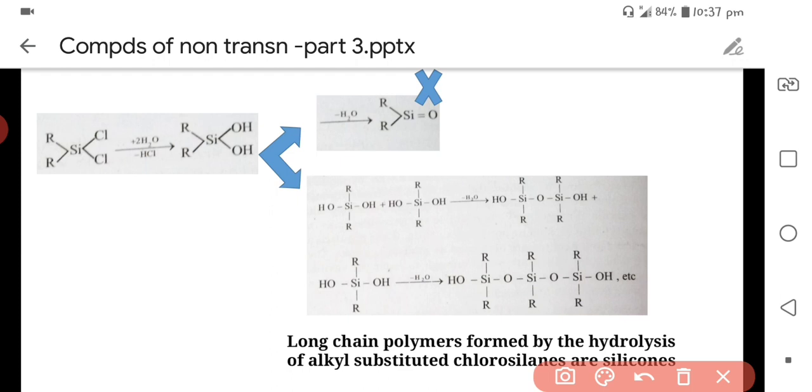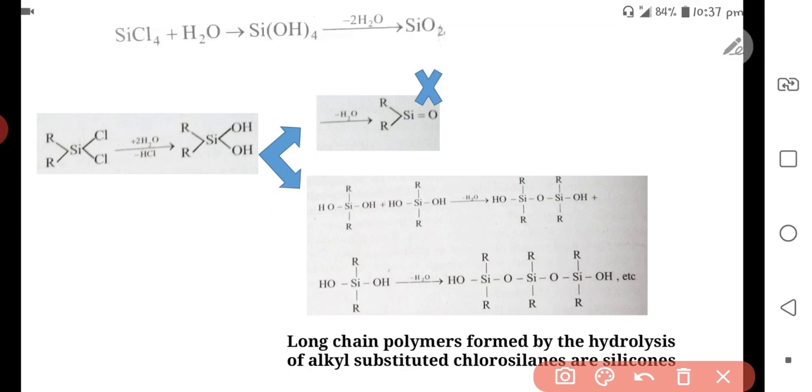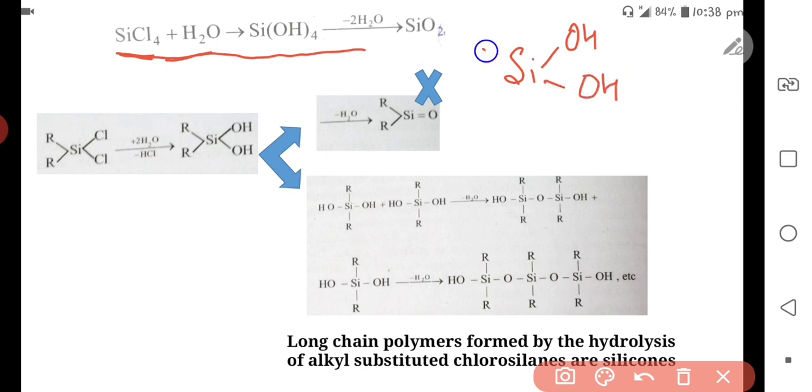The formation of silicone starts with this particular reaction. This reaction explains that if we take a chlorosilane, that is a silicon connected with 4 chlorine atoms, and hydrolyze it, the 4 Cl are replaced by OH. Earlier there were 4 Cl; when you hydrolyze, all the 4 Cl are converted to OH groups.